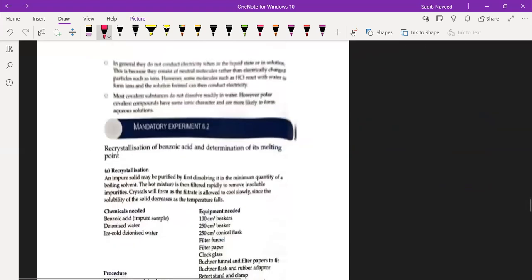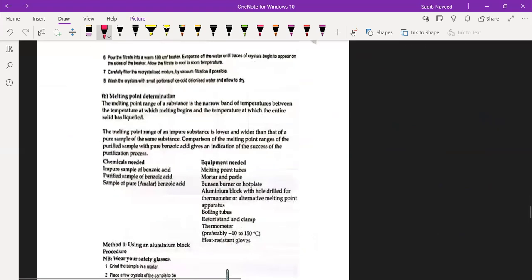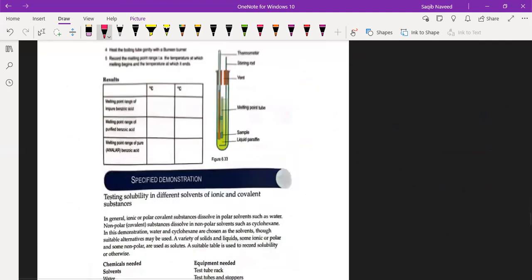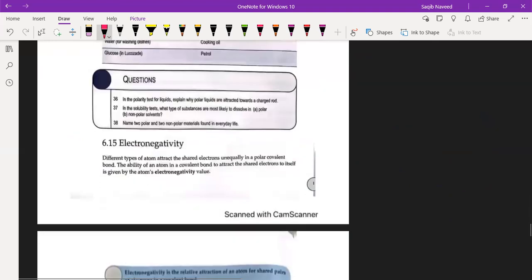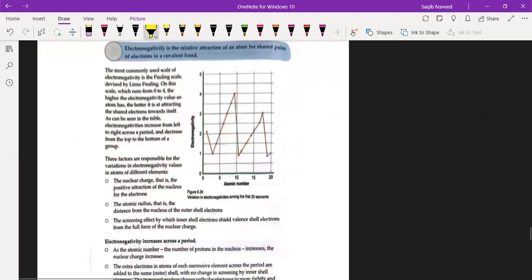Okay, good. These are experiments, so I am leaving these. Here is the concept of electronegativity. We have read it. Electronegativity is the attraction of an atom for the shared pair of electrons in a covalent bond, right?